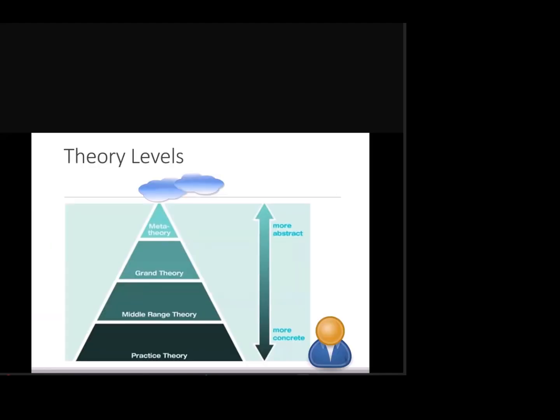So, there are different types of theories that are developed. And the way I'm trying to explain this is by use of this pyramid. I love pyramids, as you can tell in my illustrations along the way. There is the practice theory, the middle range theory, the grand theory, and then the meta theory. At the top of my pyramid I put clouds, and on the right there's an arrow, more abstract and more concrete. This illustrates how theoretical a theory can be versus the type of theory that is more down to earth, more practical.